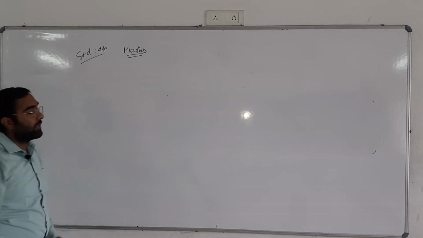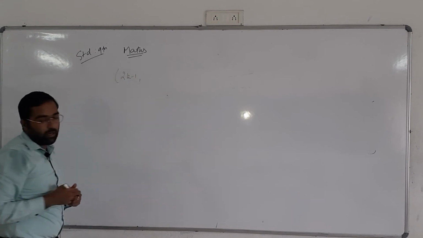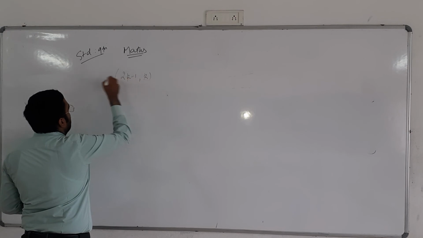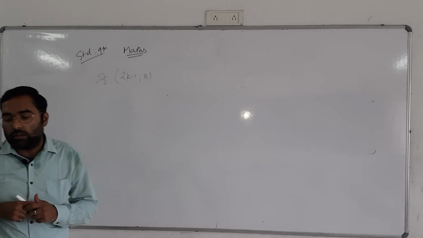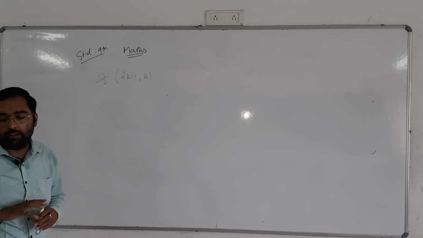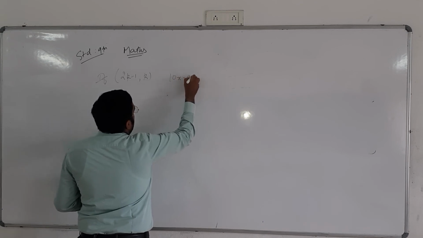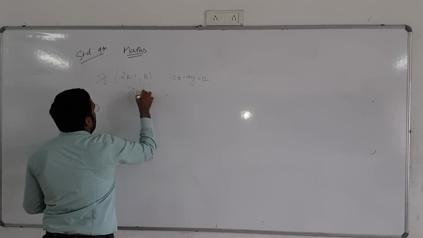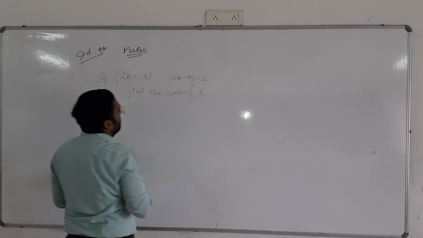Now your question is: if (2k minus 1, k) is the solution of the equation, and my equation is 10x minus 9y equal to 12, find the value of k.